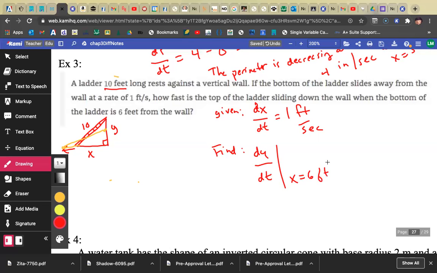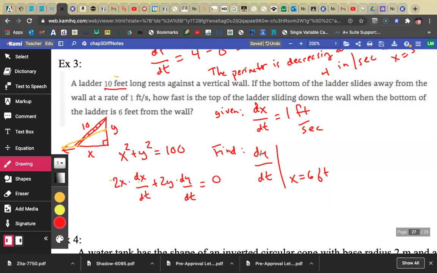What equation am I going to use? Well, it's a right triangle. So yeah, duh, I'm going to use the Pythagorean theorem. That's what I'm going to use. So the Pythagorean theorem would be x squared plus y squared equals 10 squared, or 100. Now let's go ahead and take the derivative with respect to time. The derivative of x squared will be 2x times dx/dt, plus 2y times dy/dt. And then the derivative of 100 is just 0.